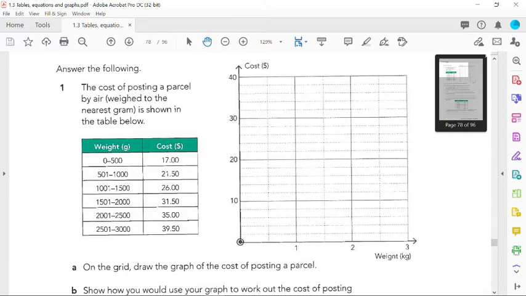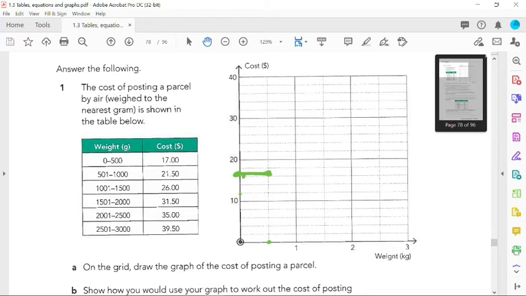It's $17. So $17, what do we got? 12, 15, 16, $17, right in between two lines. That's really convenient. And that's if the weight is between 0 and 500 grams. So right here. There you go. And a dot at both ends. So the next one, 501 to 1,000.